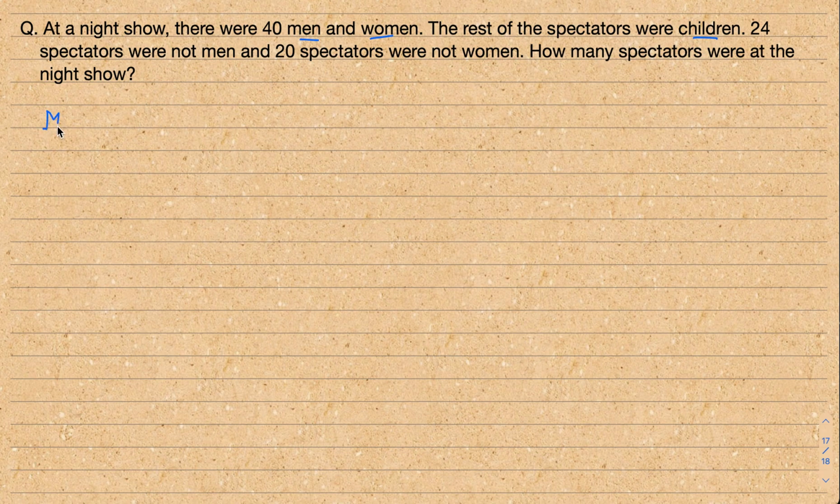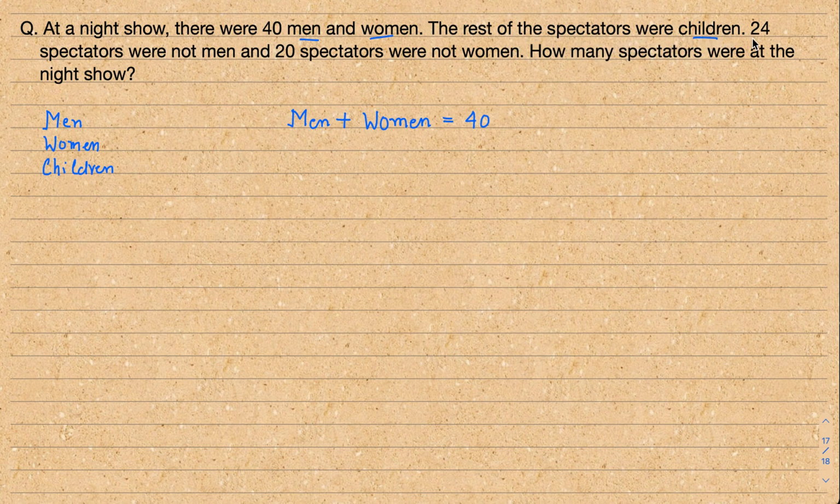So let's jot it down. It's men, women, or children, right? Now what else is given? It's given that there were 40 men and women in total in the show. Whatever information is there, let's just write it. So men plus women is equal to 40, right? Now the rest of the spectators were children.